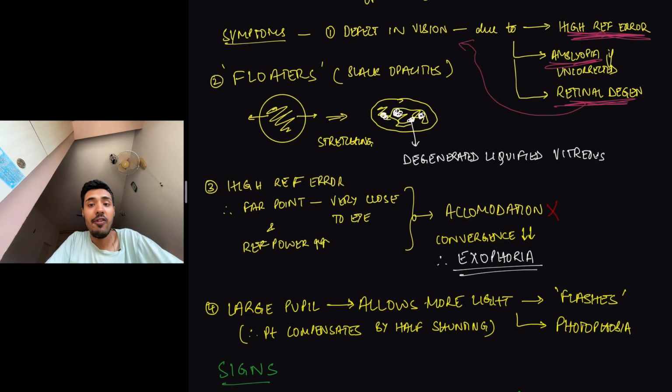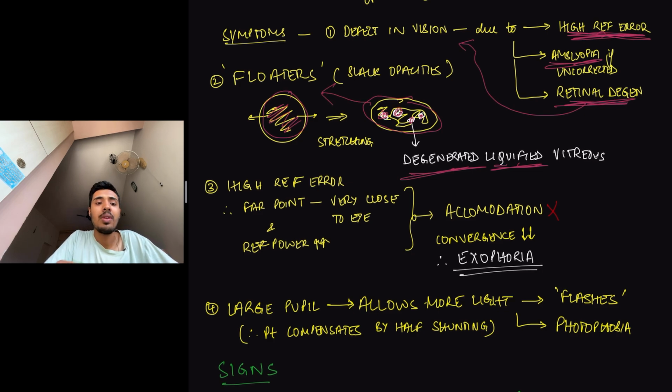Apart from this, floaters. Floaters are what? Patients see certain black opacities in their vision. Why is that so? Because think about it. Here I have a yellow circle, which is what the eye should be normally with the vitreous humor inside. Now what happens? In pathological myopia or degenerative myopia, the axial length of the eyeball is so much so that the eyeball gets stretched. So because of that, the vitreous humor inside is still the same amount. So it starts to get liquefied and it starts to degenerate to form these black opacities known as floaters.